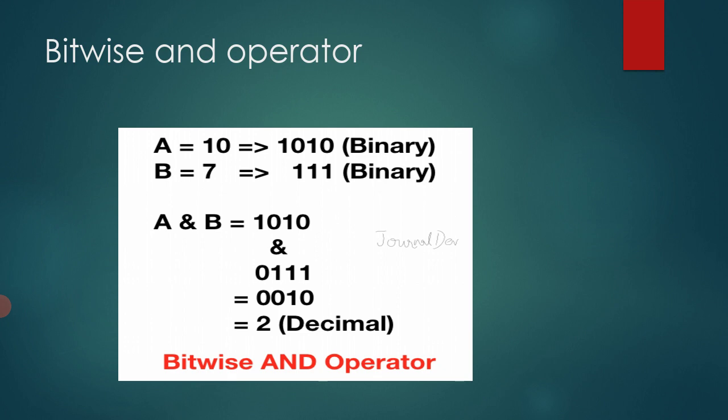So ultimately, after performing the bitwise AND operation, we get the output 0 0 1 0, and 0 0 1 0 is equivalent to 2 in the decimal number system. In binary we write 2 as 0 0 1 0, and if we convert it into decimal, that is 2. So this is how we can perform the bitwise AND operation on any two binary numbers. We get the output as 2.